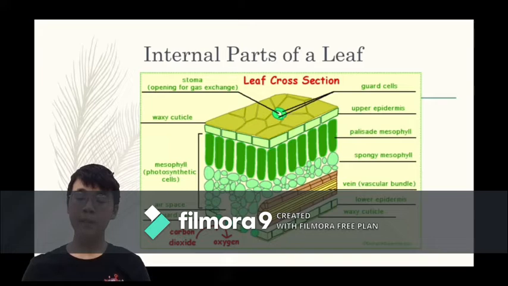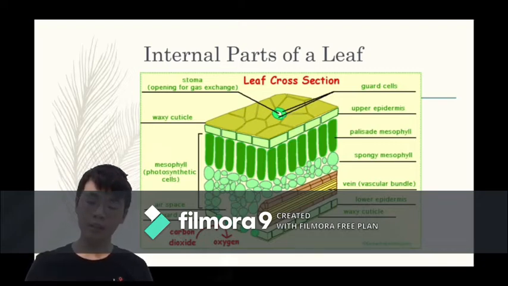Just like the upper epidermis, the lower epidermis has cells that are packed very closely to prevent water loss. Finally, under the lower epidermis, we have one more waxy cuticle. Just like on the top, it helps to prevent water loss.